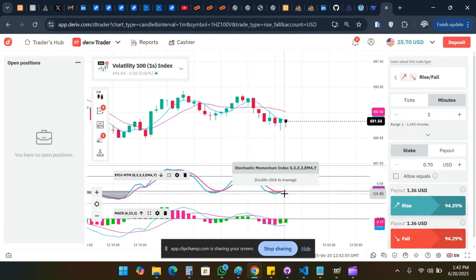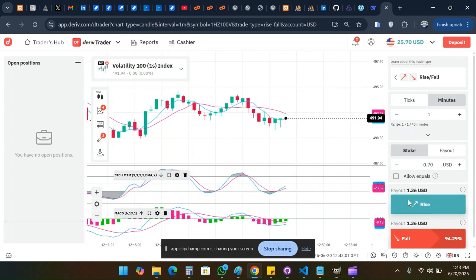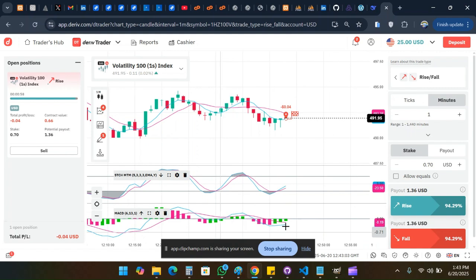Now look at it now. The stochastic blue line has crossed above here. Are you getting it now? I will buy. I'll tell you the reason I'm buying. The other ones here have not crossed above. Now it's moving in my direction. Let's just go up. Good.